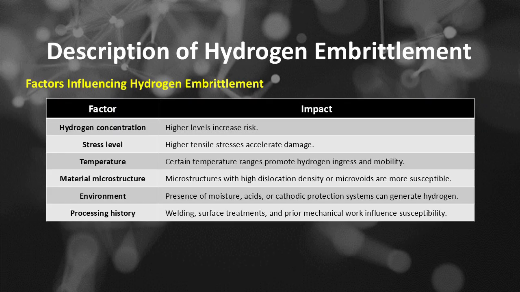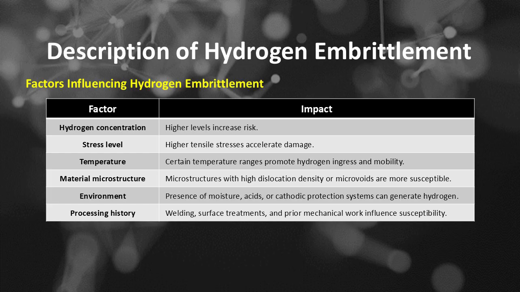Factors influencing hydrogen embrittlement include, number 1, hydrogen concentration, where higher levels increase risk. Number 2, stress level, where higher tensile stresses accelerate damage. Number 3, temperature, where certain temperature ranges promote hydrogen ingress and mobility. Number 4, material microstructure, where microstructures with high dislocation density or microvoids are more susceptible.